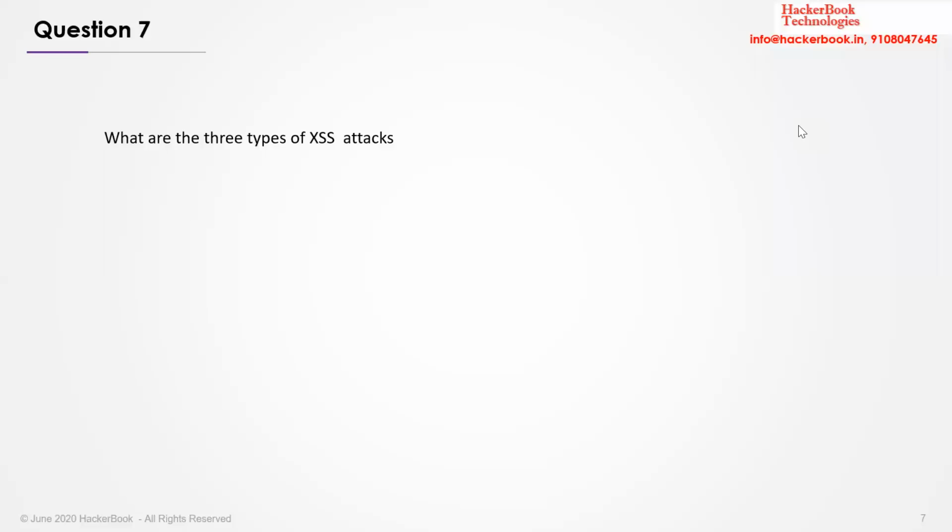The two types of cross-site script which we discussed so far are reflected and stored. These two we have covered. There is one more type, that is DOM-based cross-site script, document object model. That we'll see later. But remember these three types: reflected, stored, and DOM-based.